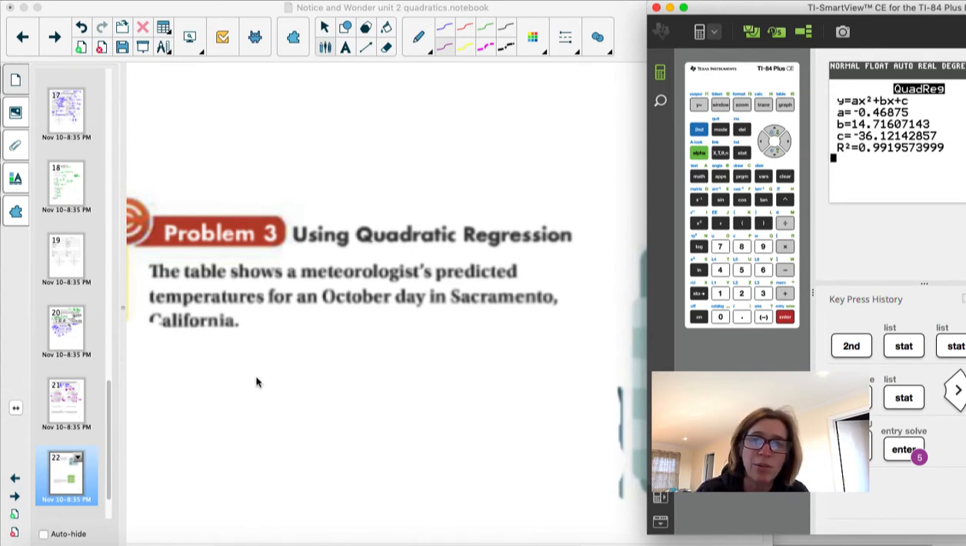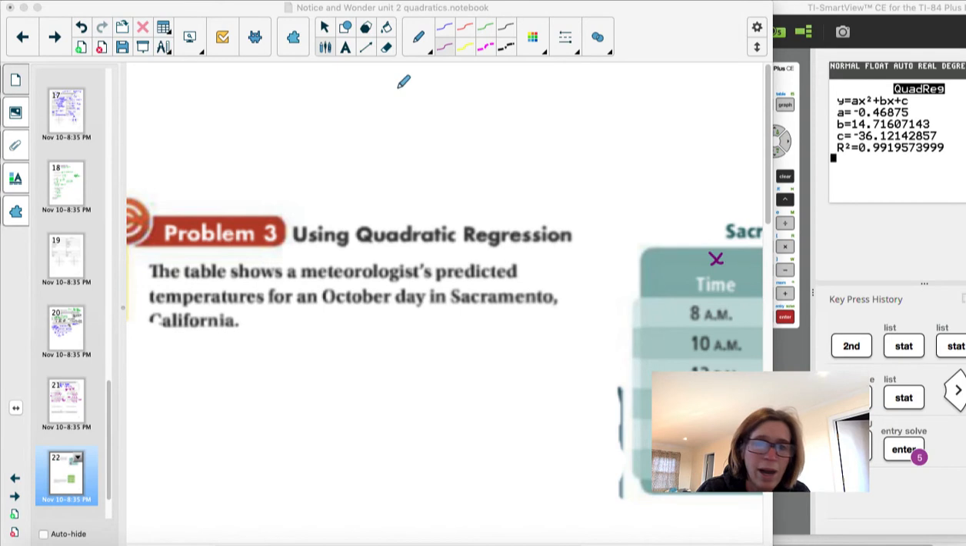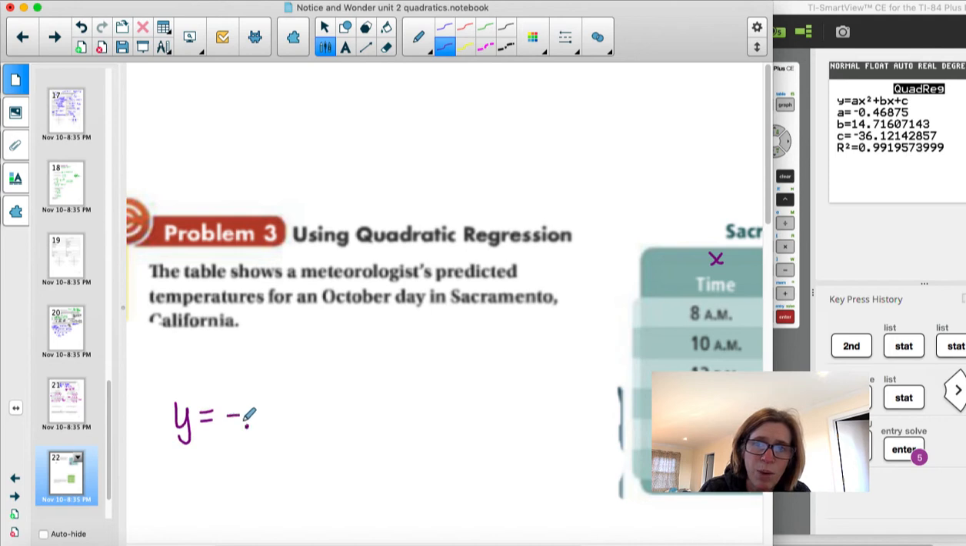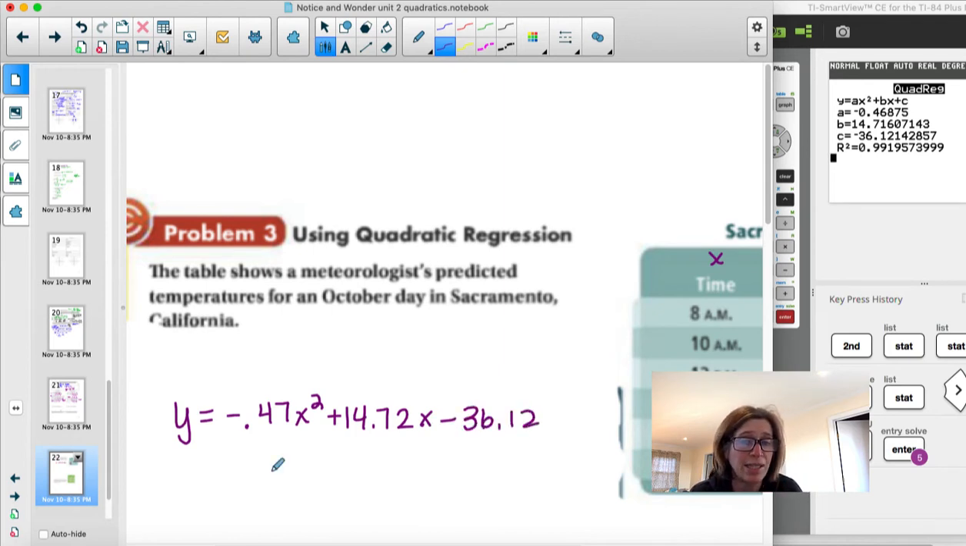So our equation would be y equals negative 0.47x squared plus 14.72x minus 36.12. Notice I used 2 decimal places, so I stayed consistent through my equation. Okay? All right. Let's try the next one.